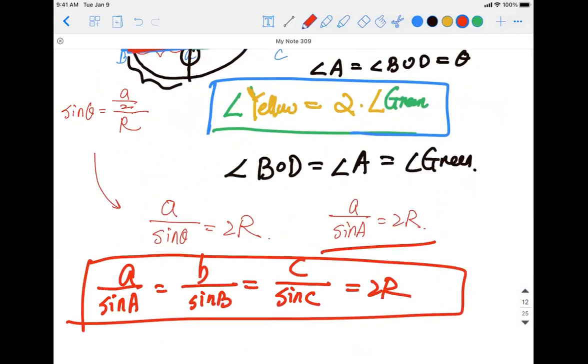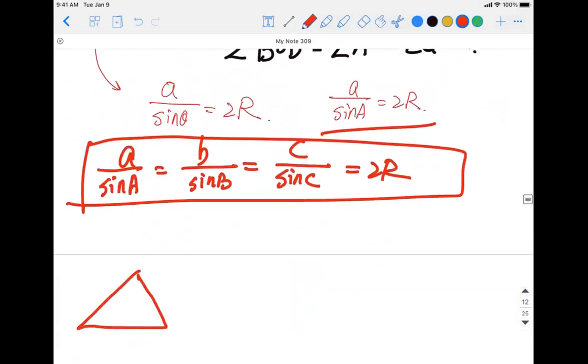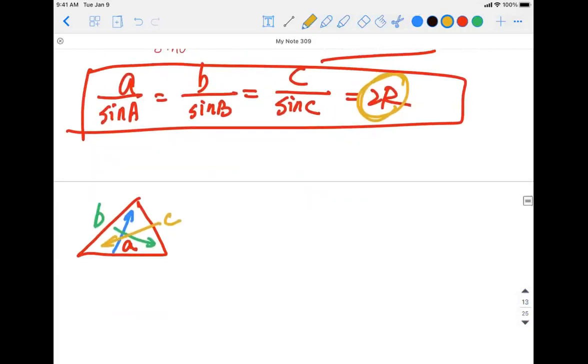This is actually the famous sine law. As long as you know a triangle, you can automatically find such a relationship. What is the relationship? A, the side, over sine A, the sine value of the opposite angle, will be the same for B over sine B, C over sine C, and all of them equal 2R. 2R is the radius of the circumcircle. Is it understandable? Trust me, this is a very important rule for you to remember.